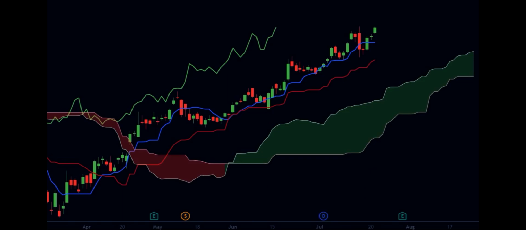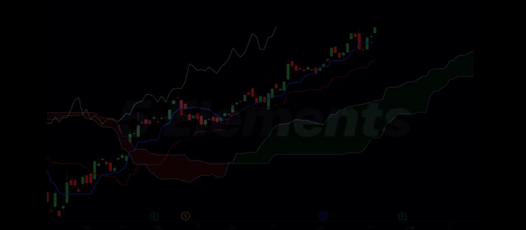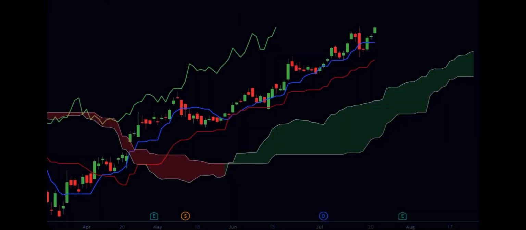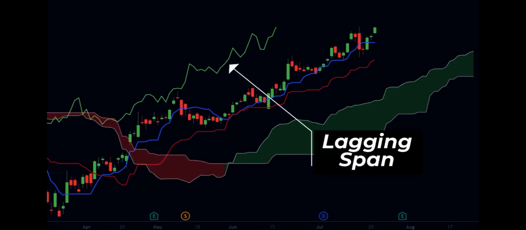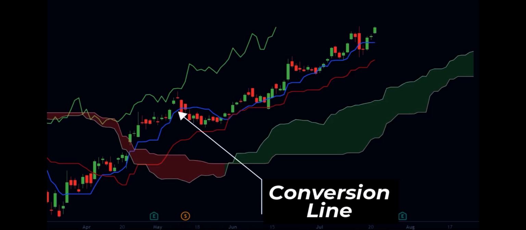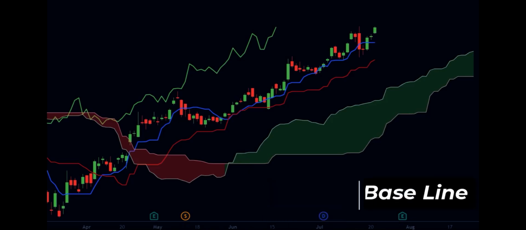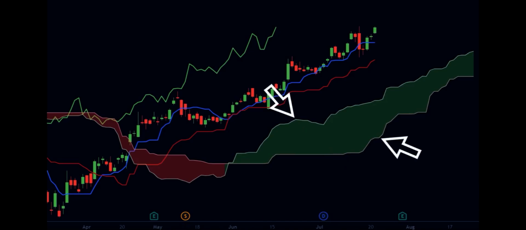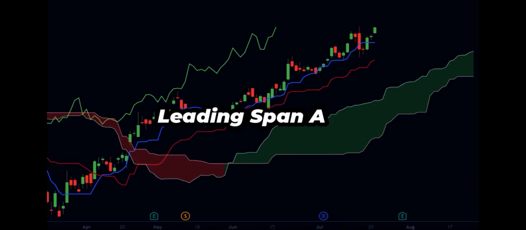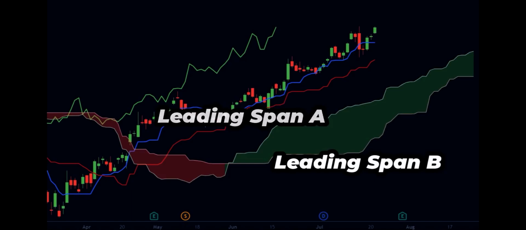Now the indicator consists of 5 elements. Each element has their own name in the Japanese language. But for the better understanding of all, we will use the English names. So the green line here is the lagging line. The blue line is the conversion line. And the red line here is the baseline. The two lines that create the cloud are called leading span A and leading span B.